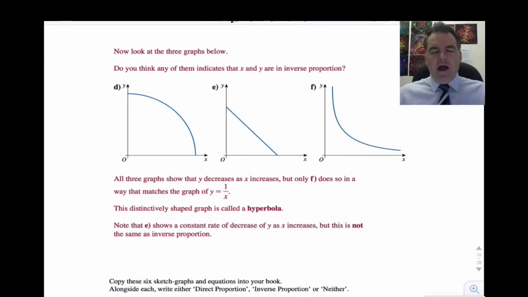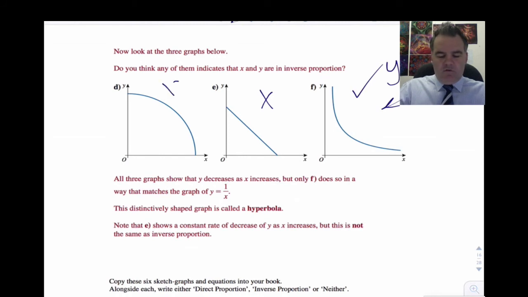If we have a look at the graph, which one of those three graphs there show us inverse proportion? Well, it's certainly not this one. Even though as one is increasing, the other is decreasing, it certainly doesn't fit the bill of y equals 1 over x. And we know what the graph of that looks like. That is this one here. So this is the one here showing inverse proportion, not this one here either. So that third graph there shows us what inverse proportion would look like.